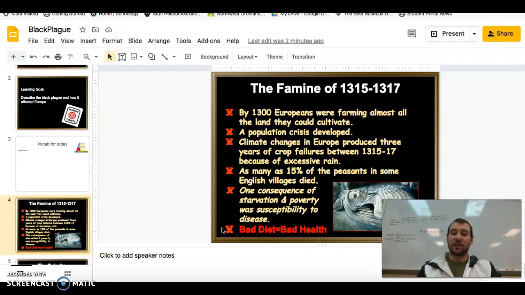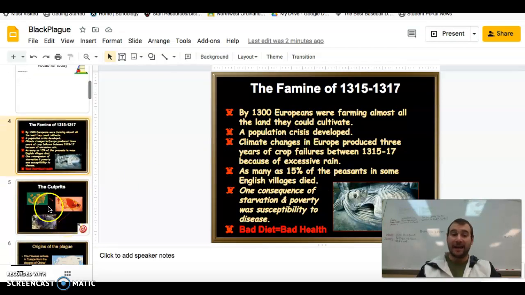One consequence of starvation and poverty was that your body is now susceptible to disease. Bad diet equals bad health, as simple as that. And we talked about the peasant class and their diet before, how it wasn't good. Now you throw in this deal, and it's a perfect storm. It's a good recipe for something bad happening.